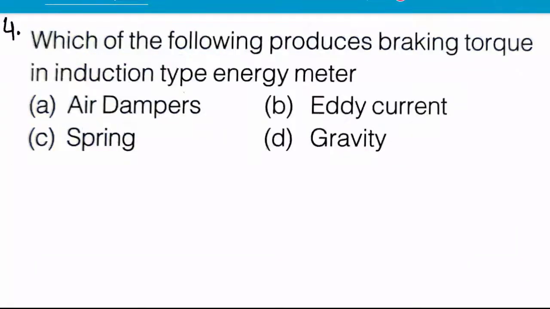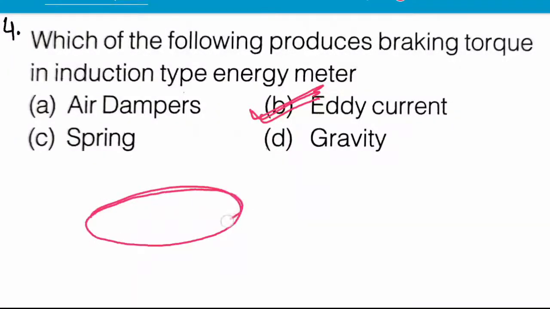Next question: which of the following produces braking torque in induction type energy meter? This is eddy current, because in induction type energy meter there is an aluminum disc, and eddy current is produced in that aluminum disc, and this restricts the cause which is producing the eddy current, that acts as the braking torque.